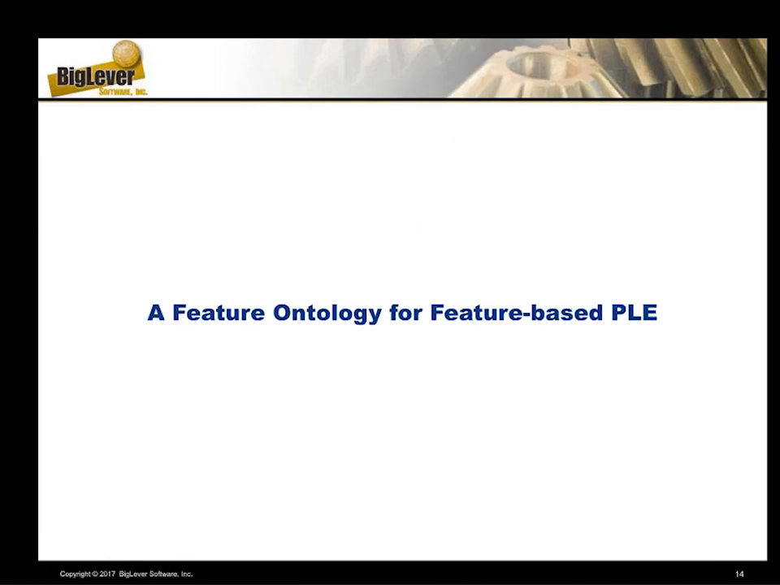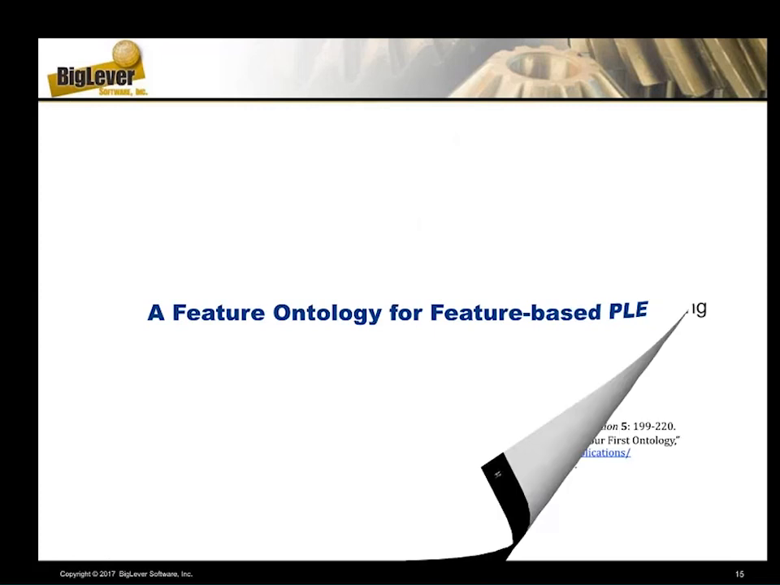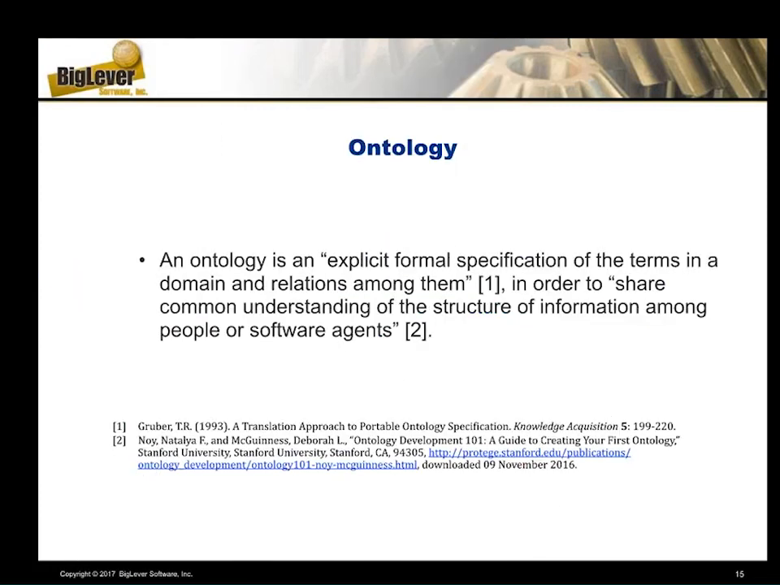So some recent work in this area has laid out what we've come to call a feature ontology for feature-based PLE. And what we're going to try to do is put some more substance, depth, and texture into what it means to be a feature, with an eye towards allowing people in different roles in a PLE organization to make use of these concepts to do their daily jobs. So what's an ontology?